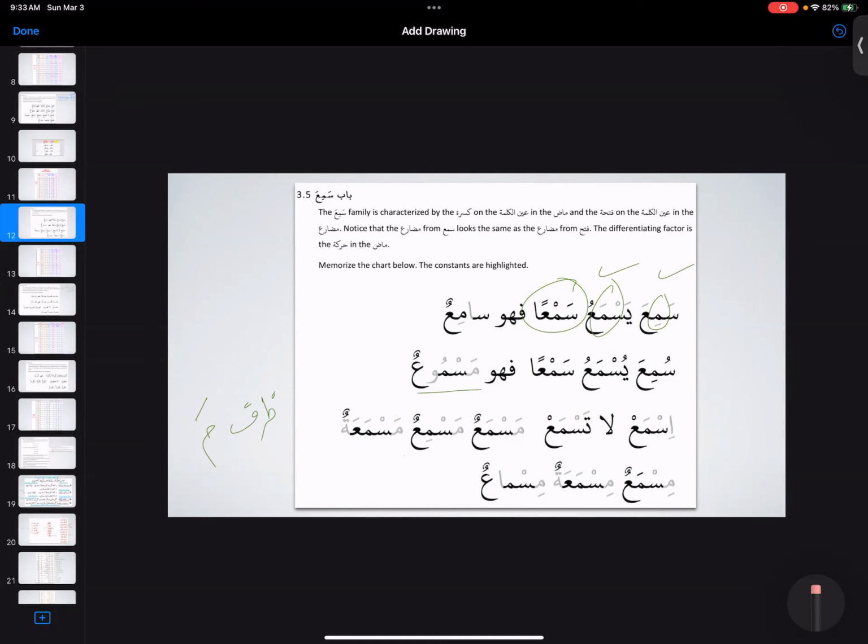And what would masma'un mean? How are we going to translate it? The time and place where you are listening. Maybe you are going somewhere to listen to a lecture, so that place would be masma'un, and also the time. Okay, then we have isamala: misma'un, misma'atun, and misma'un.